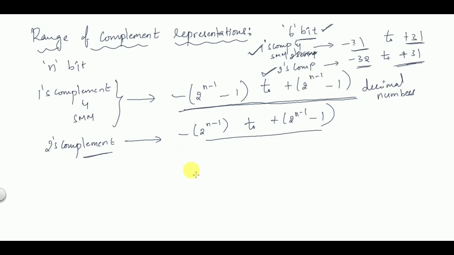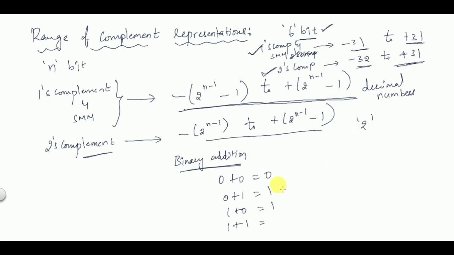Now we learn binary addition. What is 0 plus 0? 0 plus 0 is 0. 0 plus 1 is 1. 1 plus 0 is also 1. And what is 1 plus 1? 1 plus 1 is actually 2. This 2 can be written as 1 0 base 2. This 0 is the result and this 1 is the carry. So 1 plus 1 is 0 with carry 1.